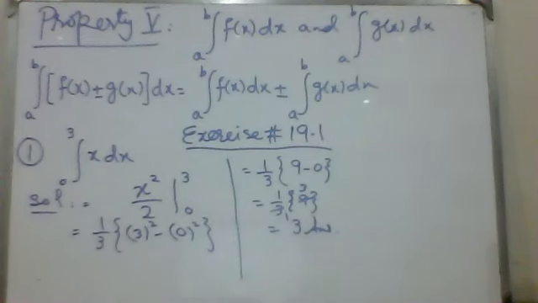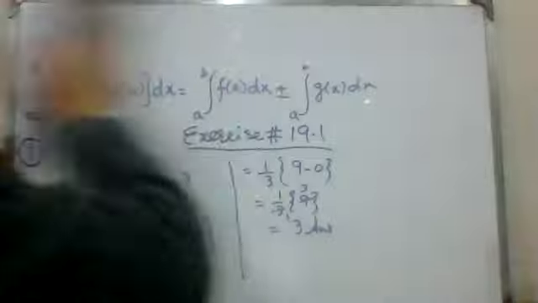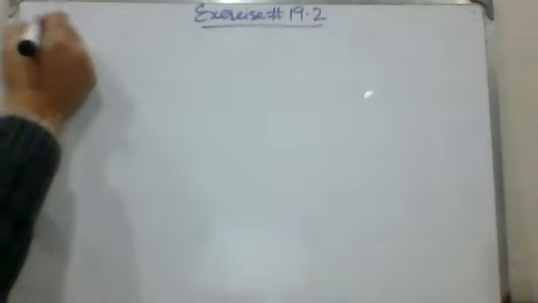After the fifth property, we started the exercise in which we simply first integrate the function, then we put in the values of the limits. So going to the next problem, that is related to exercise 19.2, question number 2.